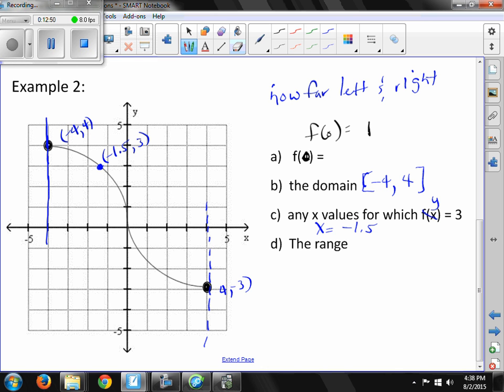The range, how low does it go? It goes all the way down here to -3. How high does it go? It goes all the way up here to 4. So the range is between -3 and 4. It includes those points because those points have filled in circles, and those points are included.